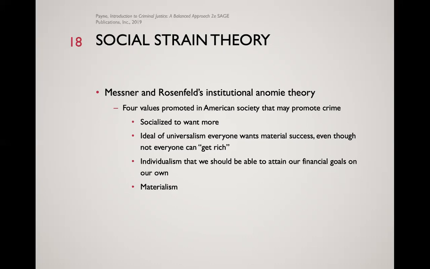So we have individualism as well. We should be able to attain our financial goals on our own. We don't need help. And materialism is that material wealth is key. It is absolutely key. There's nobody in our generation essentially saying, oh, I can live on $60,000, even though you probably can live a decent life on $60,000. We want $100,000 because we want the nicest cars and the nicest house and everything else. So that's the basis of institutional anomie theory.